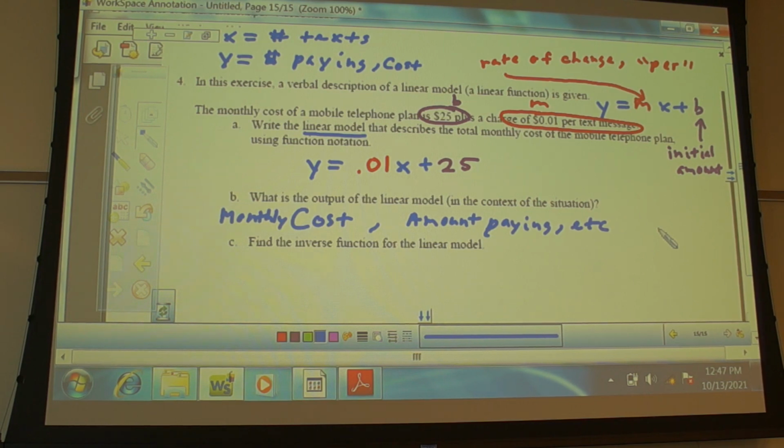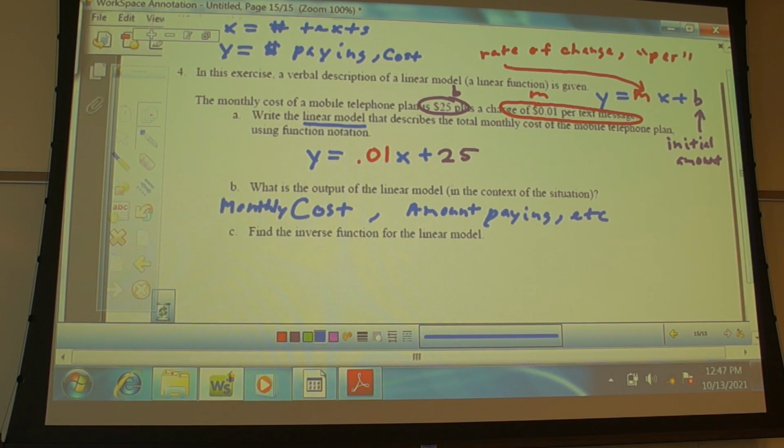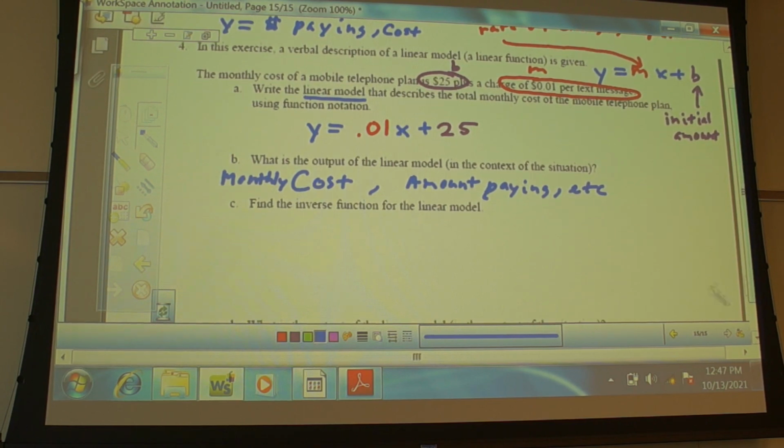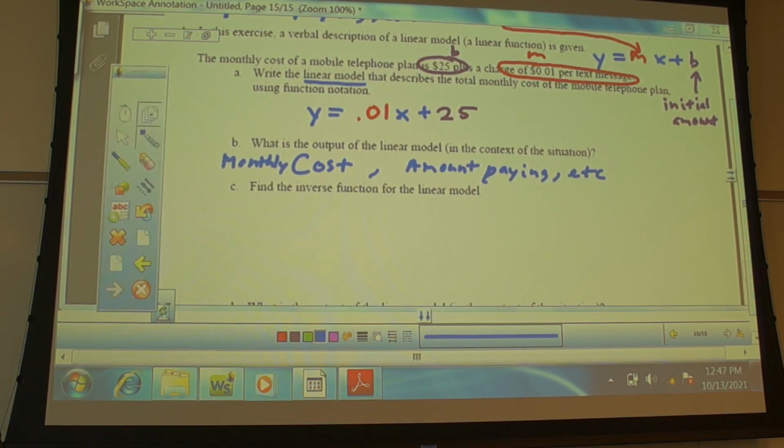The amount of money you're flushing down the tubes every month to pay for the phone bill. Whatever. I don't care. All right, find the inverse function for the linear model. So let's do this. So here's my function. What's going to happen with the x and the y? Swap. They're going to swap.